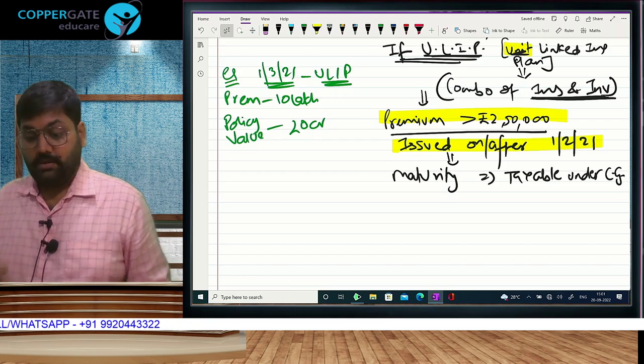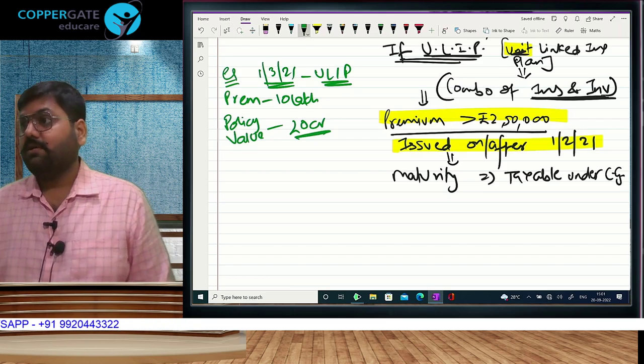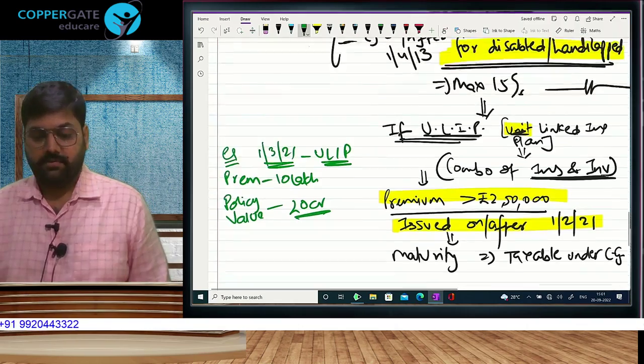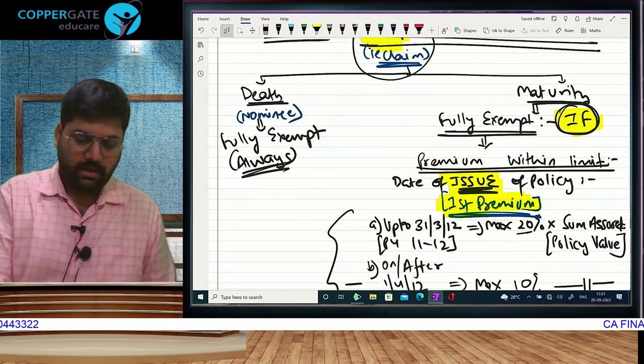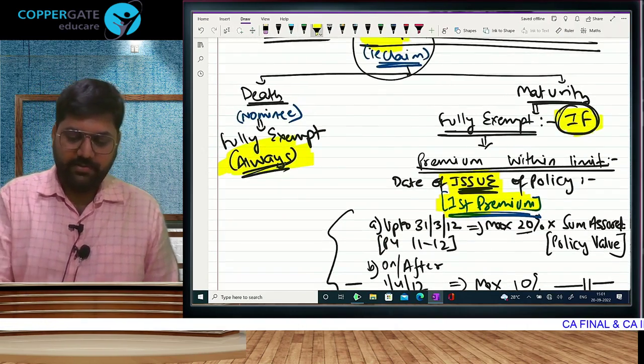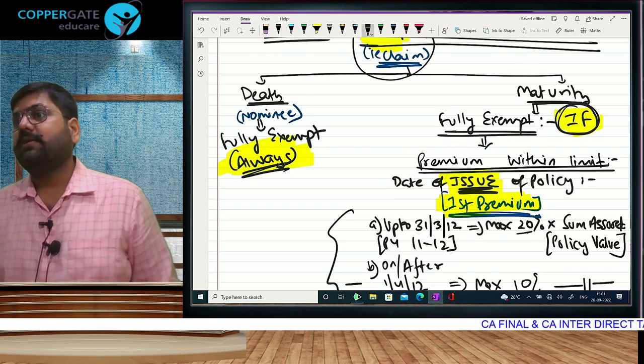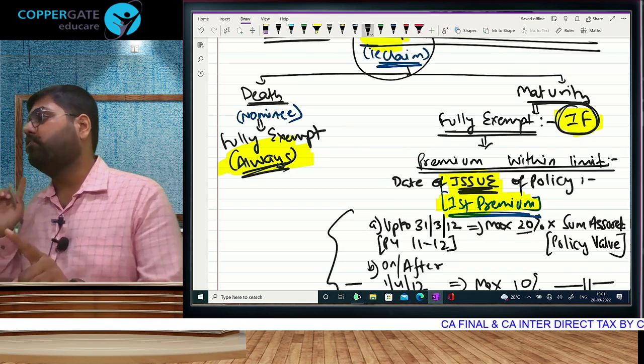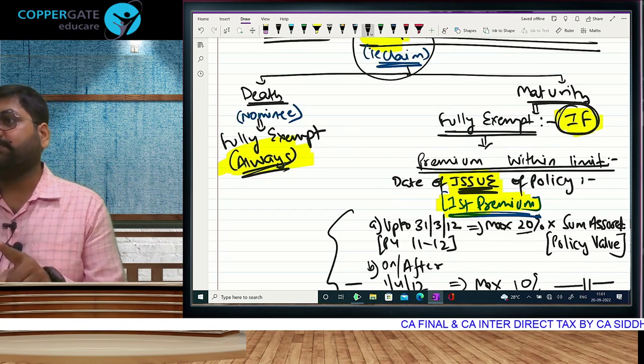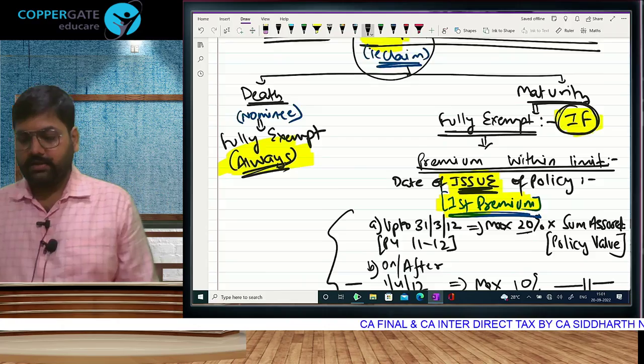But had this been received in a death case, I hope we are all very clear that the amendment targeted only maturity wala cases. Death cases were exempt, will continue to be exempt. Earlier exempt, now also exempt. Continue to be exempt. Is that clear?